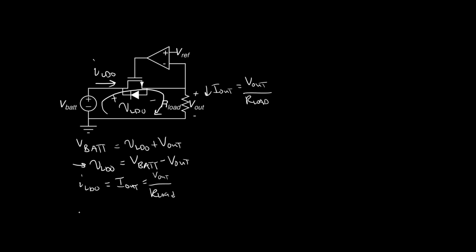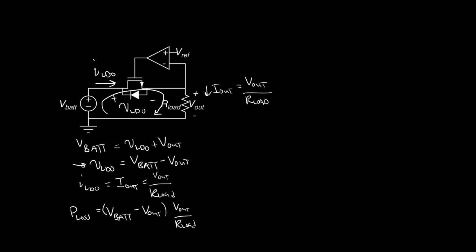Okay, cool. So that means that the loss across the element, the power that this thing consumes, must be the product of these two things, right? It must be the product of VLDO and ILDO. So if you write that out, we get the power consumed by this transistor is the difference between the input and output voltage times the output voltage over the load resistor. So this term is a little bit deceiving because there's V out in there. If V out gets small, then the power loss should be small.